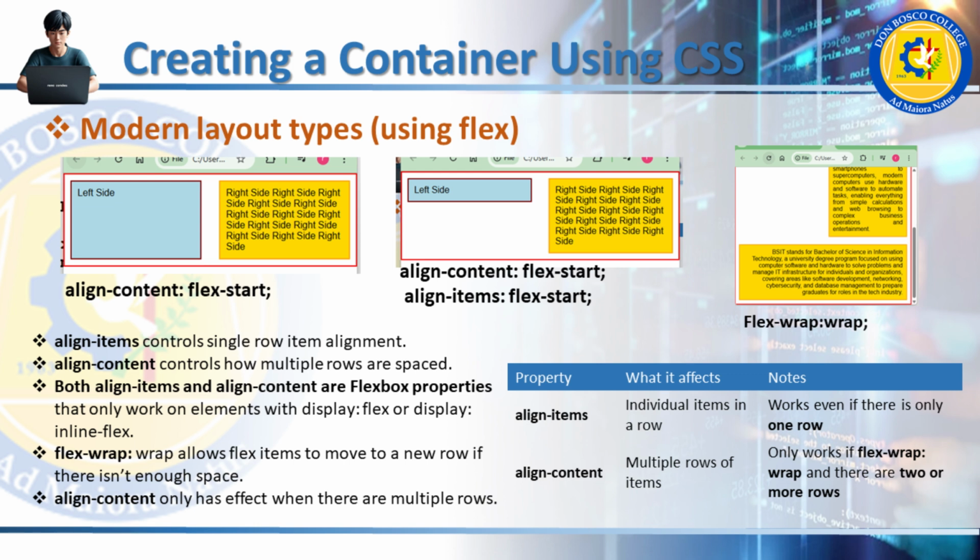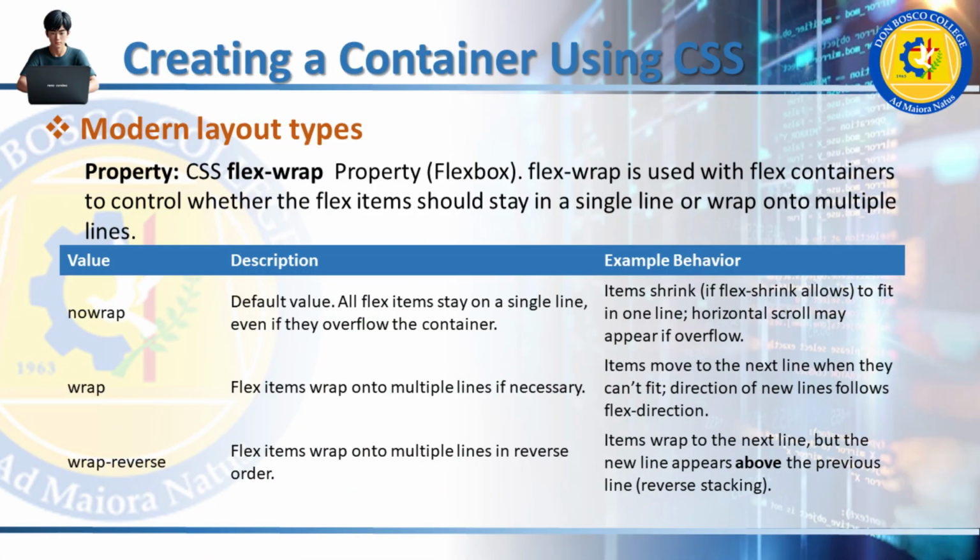Both align-items and align-content are flexbox properties that only work on elements with display: flex or display: inline-flex. The flex-wrap property allows flex items to move to a new row when there is not enough available space, and align-content only takes effect when there are multiple rows present. Now, let us discuss the specific properties used in flex. We will begin with the flex-wrap property.